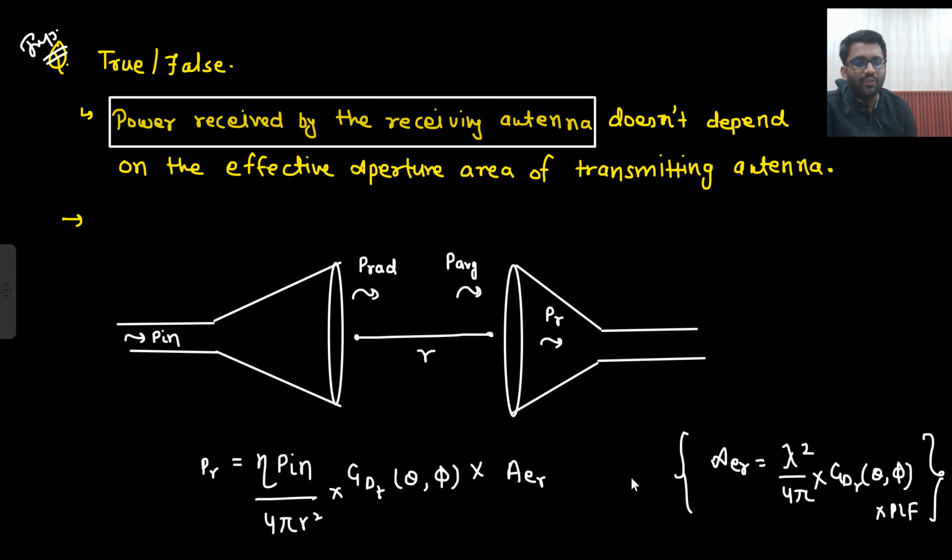So now what do you see? What you will feel is that there is no term of effective aperture area of the transmitting side. This is what you feel. But do you think it is correct? No. Why is that so? Because there is the directive gain, no?